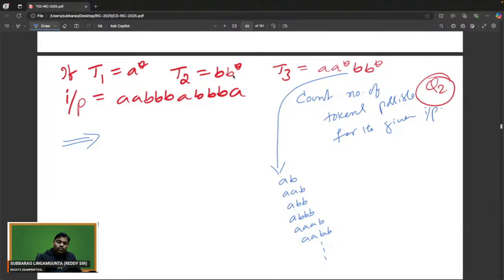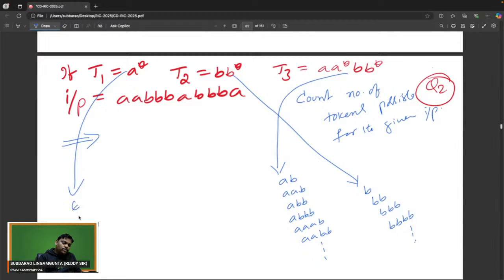If you go to T2, it gives single B, double B, triple B, four Bs, and so on. If you go to the first one, T1, it gives epsilon, single A, double A, triple A, and so on. Now I want the longest matching. If you observe clearly, among T1, T2, T3, T3 is giving the larger one.